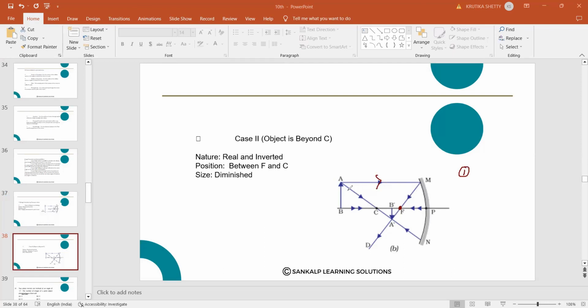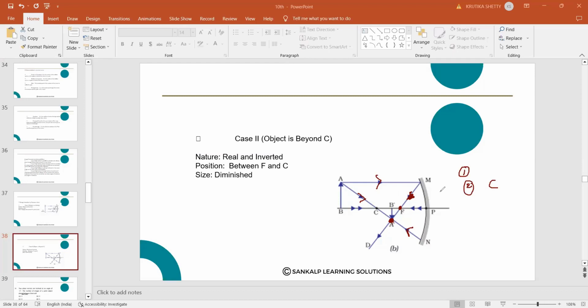Second, one more ray is there which is passing through the center of curvature. You can see this direction. Look here, after reflection it is going in the same direction. So while going in the same direction, it is reflected and this line comes here. These two are meeting at this point. So here you can see the image is formed, that is A dash B dash.